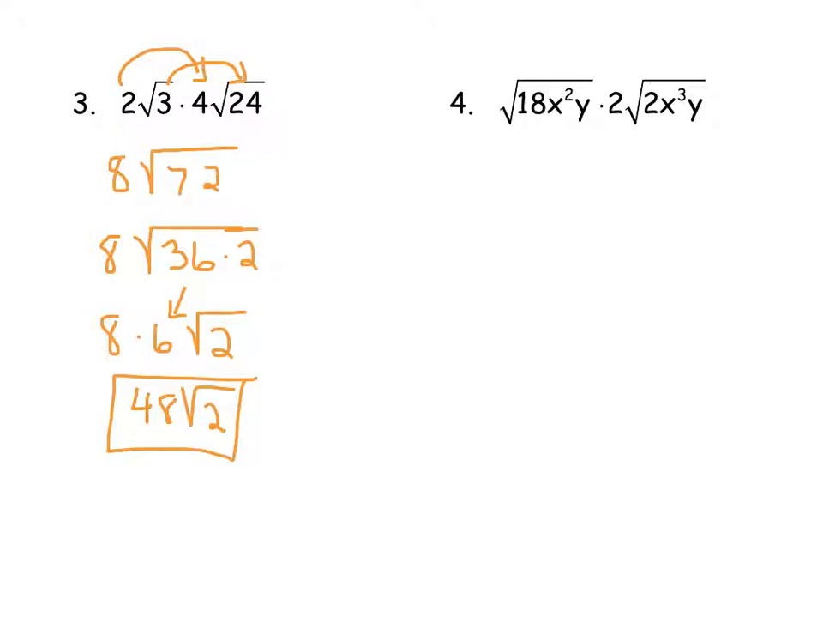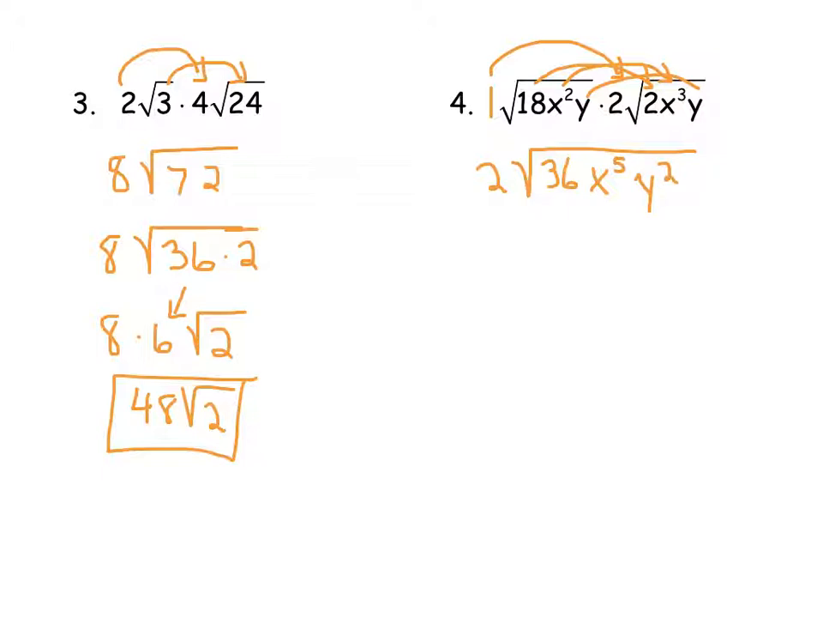Okay, so let's go to number 4. You can see that you're going to need to write the problem down, obviously. And now we're going to remember to multiply the coefficients together and multiply the radicands together. Well, here you can see there's no coefficient in front of this radical. So when you don't have a coefficient, that means you have a 1. So I'm going to multiply this 1 times that 2 to get 2. And then I'm going to multiply everything inside the radicand. 2 times 18 is 36. And then x squared times x cubed gives me x^5. Remember, you add the exponents. And then y times y gives me y squared.